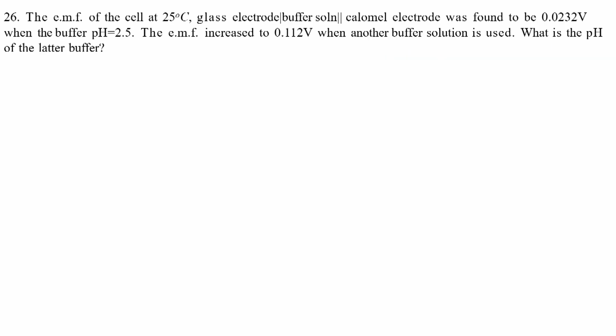Next we discuss problem number 26. It says the EMF of the cell at 25 degrees Celsius, glass electrode, buffer solution, calomel electrode was found to be 0.232 volt when the buffer pH is 2.5. The EMF increased to 0.112 volt when another buffer solution is used. What is the pH of that latter buffer?